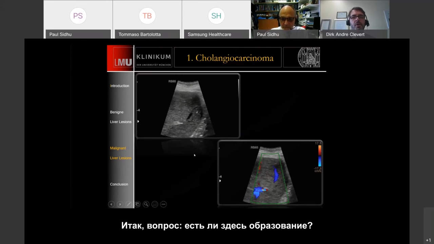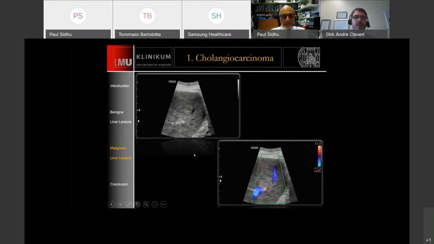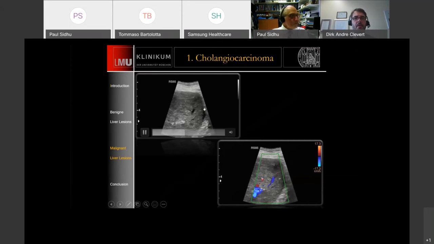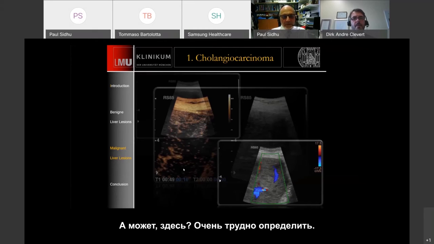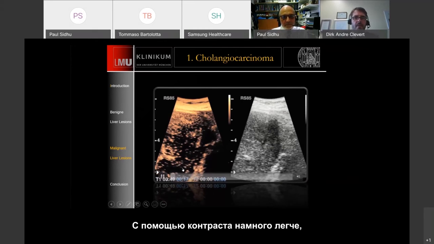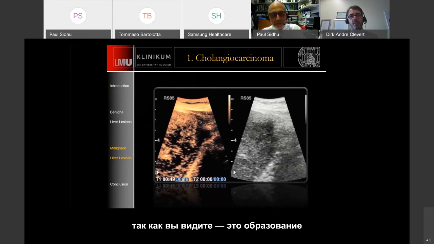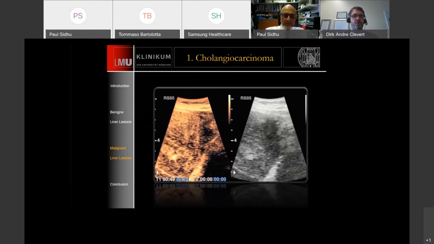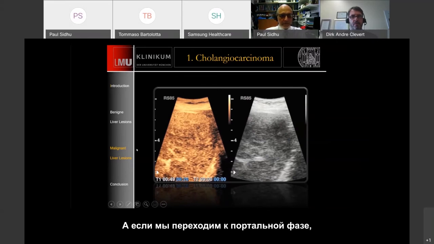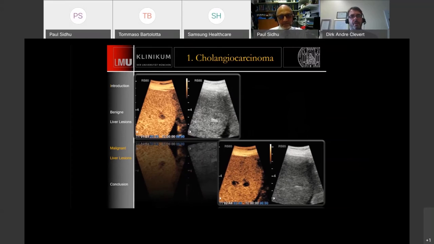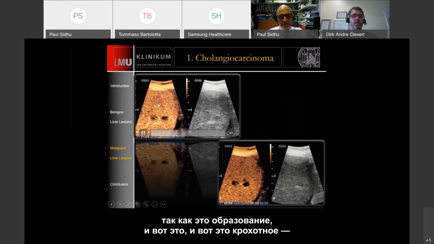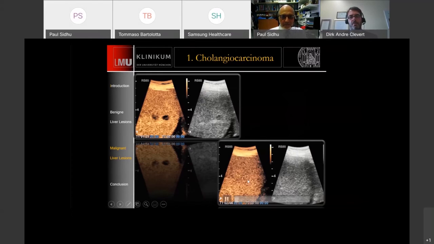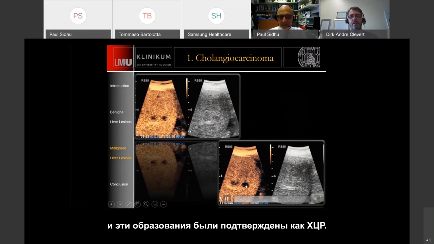So the question is, is there a lesion? Difficult to see in the grayscale. Might there be a lesion? Okay. Or is this a lesion? Very difficult. By looking with contrast, it's much easier because you see this lesion shows a moderate contrast uptake in the arterial phase. And if we shift to the portovenous phase, we can see it much more easily because this lesion and also these tiny lesions show a very quick washout. And this was also confirmed as a CCC.